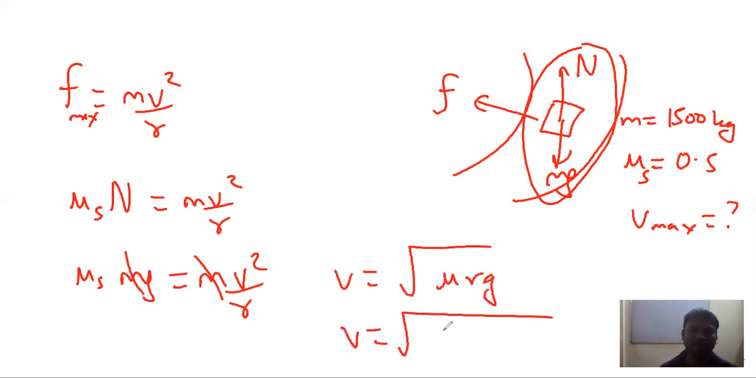So v will come out to be root of 0.5 into radius. So radius of circular track, it is given as 20 meter into g is 10. So root of 100, which is 10. So the answer to this question will be 10 meter per second. Now next question 45 is of our notes.